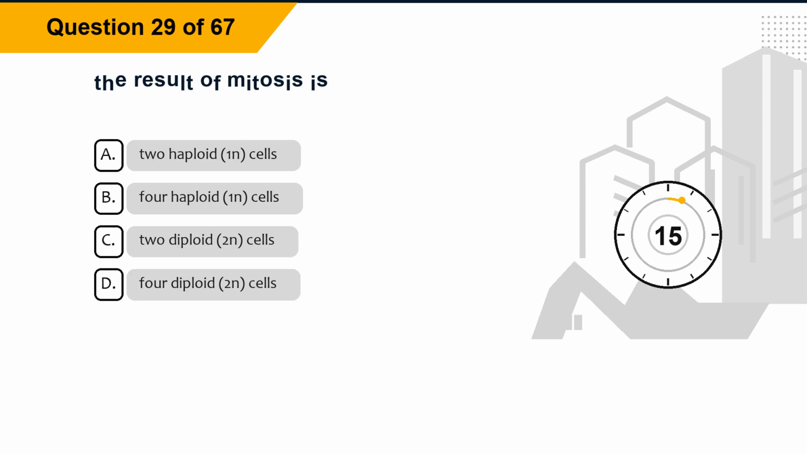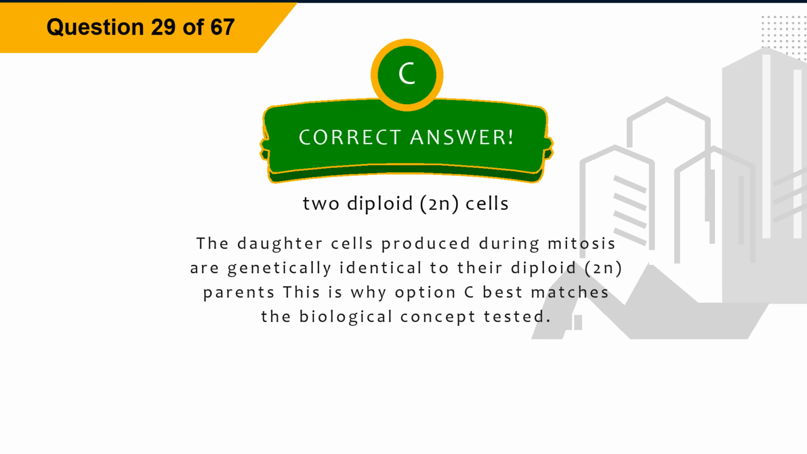Question 29. The result of mitosis is option A, 2 haploid, 1N, cells. Option B, 4 haploid, 1N, cells. Option C, 2 diploid, 2N, cells. Option D, 4 diploid, 2N, cells. The correct answer is option C, 2 diploid, 2N, cells. Explanation. The daughter cells produced during mitosis are genetically identical to their diploid, 2N, parents. This is why option C best matches the biological concept tested.